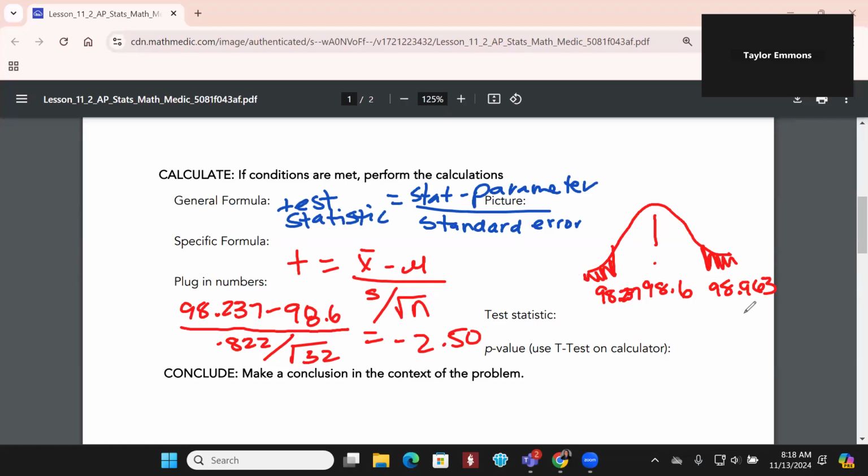All right. The test statistic is T equals negative 2.50. How do we get our p-value? Okay, so you could do either. Go ahead and confirm that you can find that.